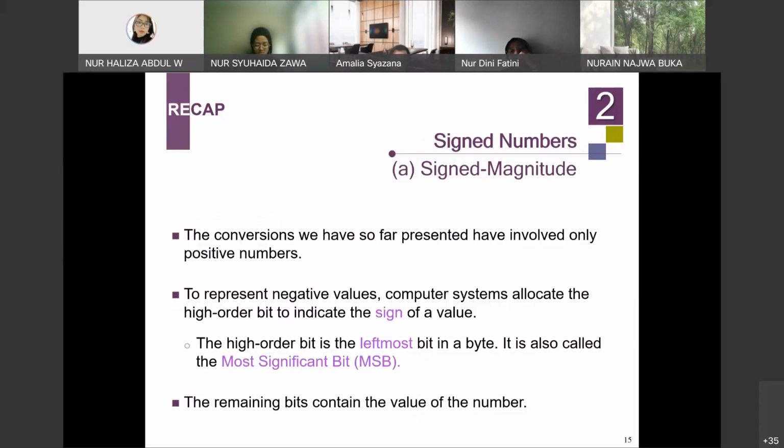While for the sign magnitude, the conversions we have presented so far involved only positive numbers just now. If you are dealing with negative numbers, it's going to be under sign magnitude. The high order bit, which is the leftmost, we call MSB. The remaining bits contain the value. This you also learned in the digital logic subject.